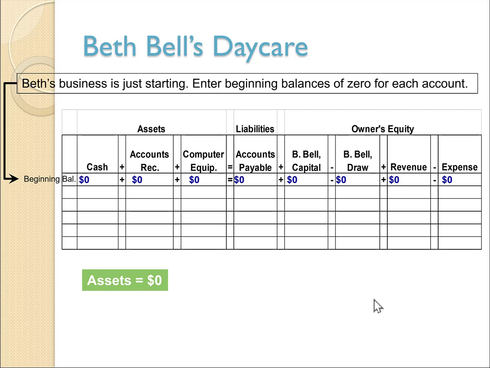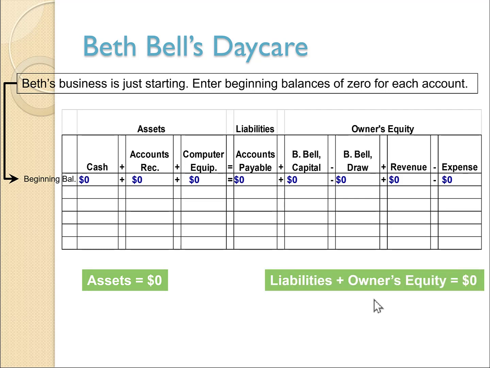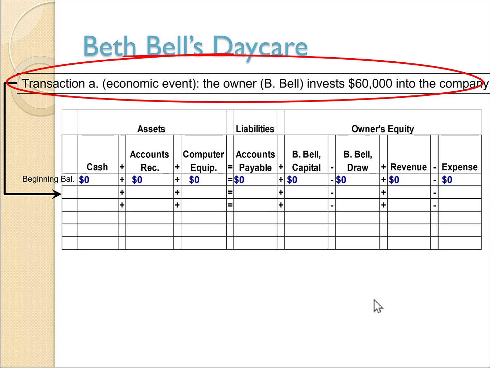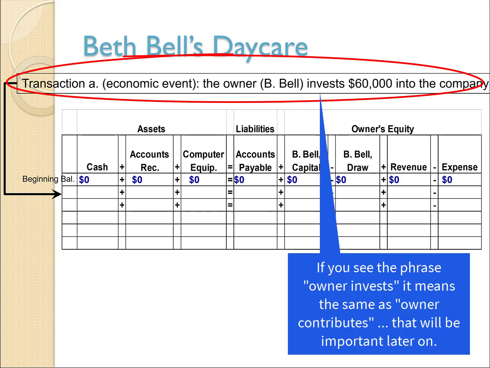So notice our accounting equation is true. Assets equals 0. Liabilities plus owner's equity equals 0. Therefore, our accounting equation balances. So now we have our very first transaction. Notice in parentheses it says economic event. That's just the author's fancy way of saying this is a transaction. You need to record it.